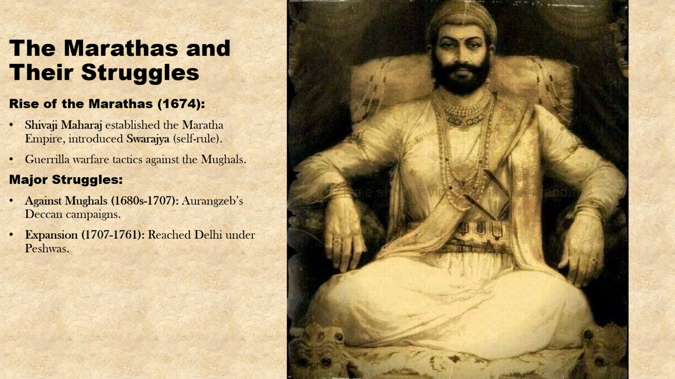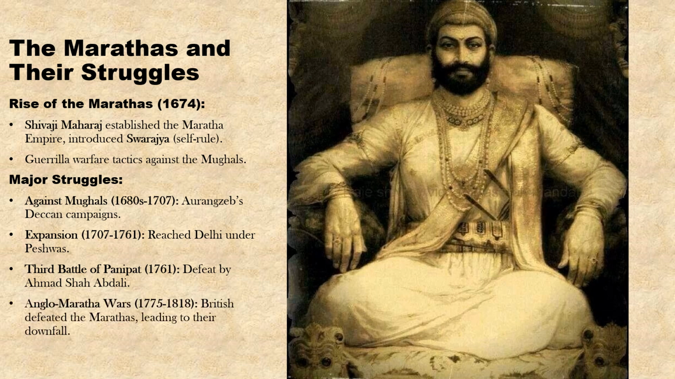In this period, the Maratha Empire was expanded. After the Third Battle of Panipat, the Marathas were defeated by Ahmad Shah Abdali. In the Anglo-Maratha wars from 1775 to 1818, the British defeated the Marathas, leading to their downfall. So here we can see that the Marathas, led by Chhatrapati Shivaji Maharaj, fought for self-rule against the Mughals. They used guerrilla warfare, hiding in the mountains and attacking suddenly. They grew powerful but faced a big defeat in the Third Battle of Panipat. Later, the British defeated them, ending their rule.